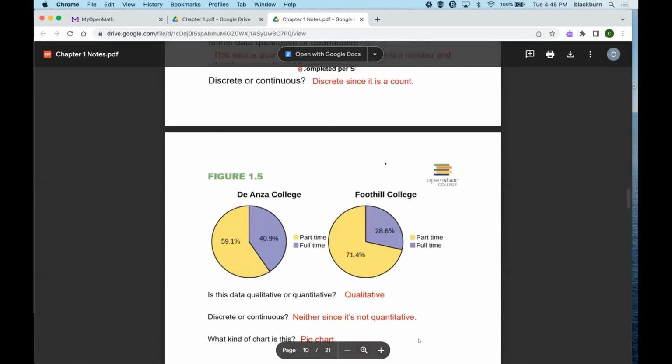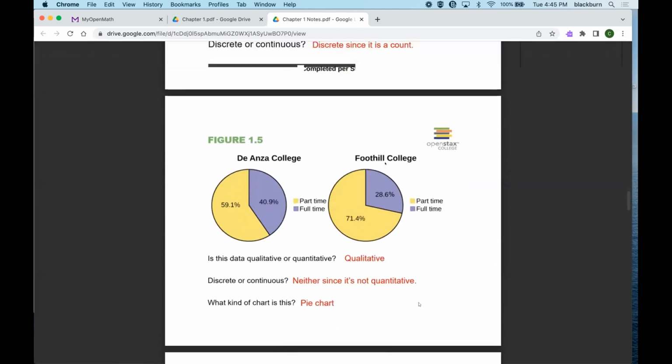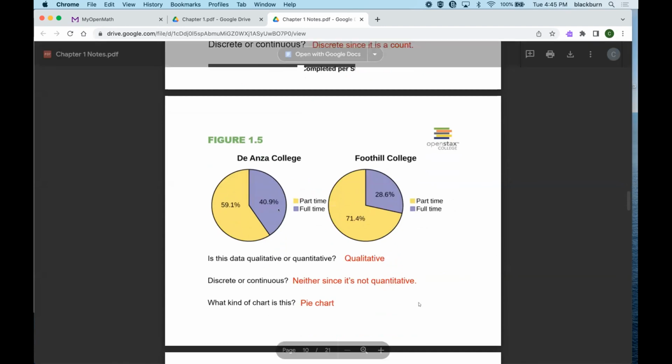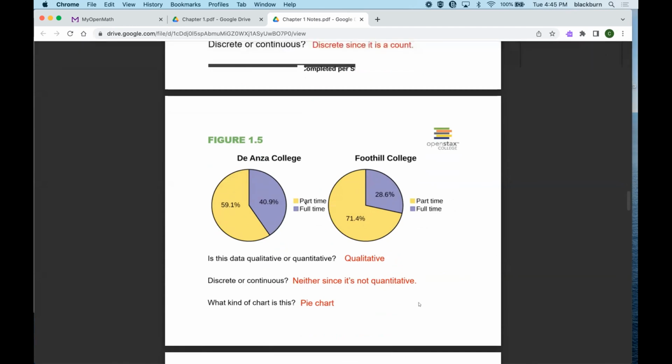Okay. This data, is it qualitative or quantitative? So part-time versus full-time. Even though there are numbers in there, what we're trying to figure out is whether the students are part-time students or full-time students. So it is qualitative, because those are the two categories that people could fall into. Discrete or continuous? Well, we're not talking about quantitative, so it's neither. And those are pie charts.